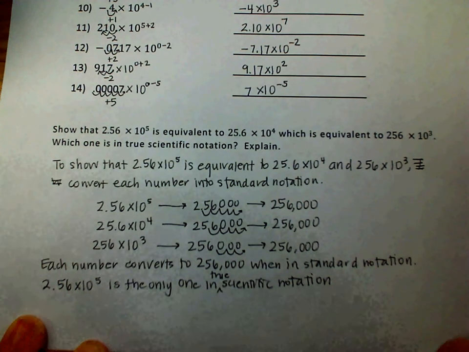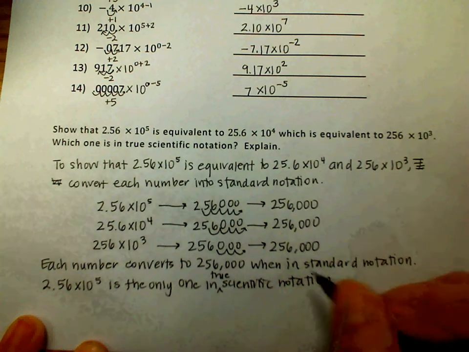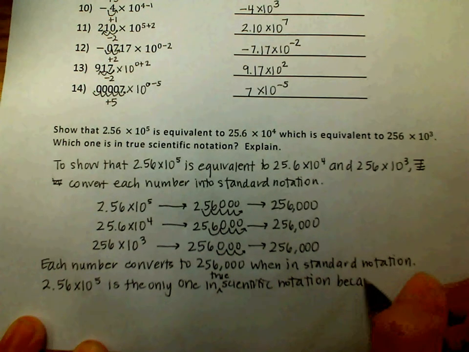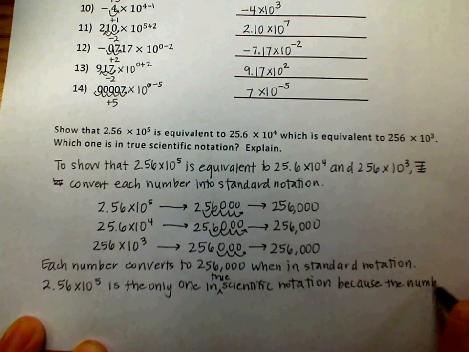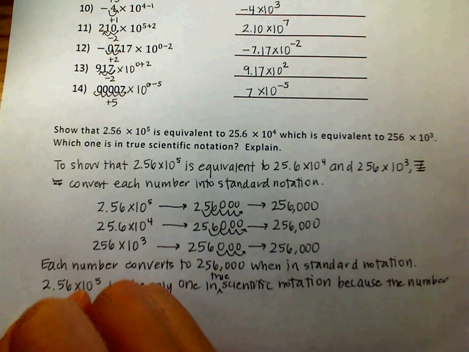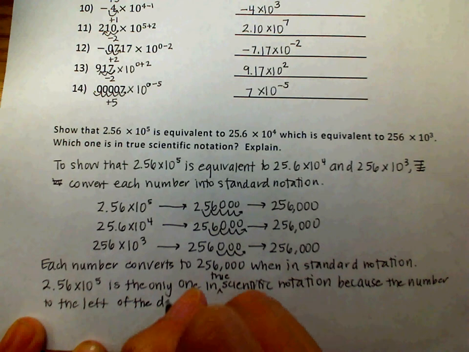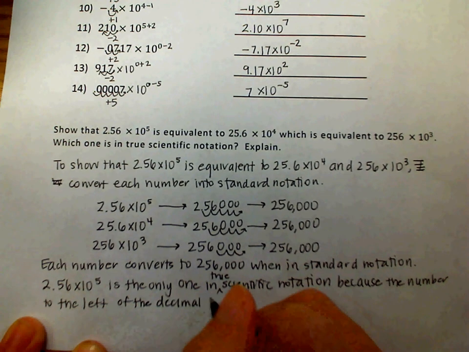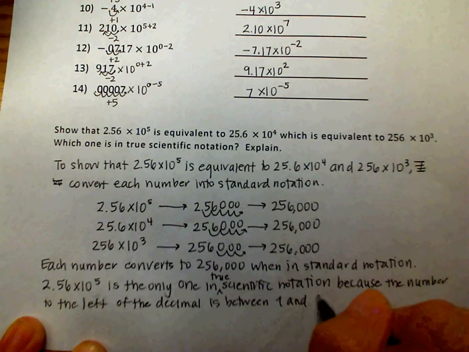So 2.56 times 10 to the 5th is the only one in true scientific notation because the number to the left of the decimal is between 1 and 9. And that would be it.